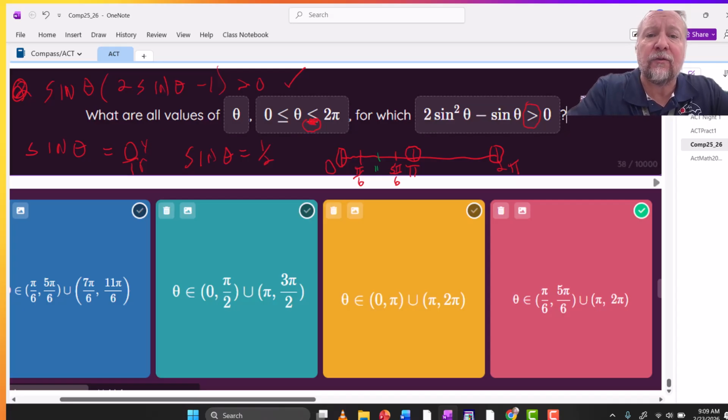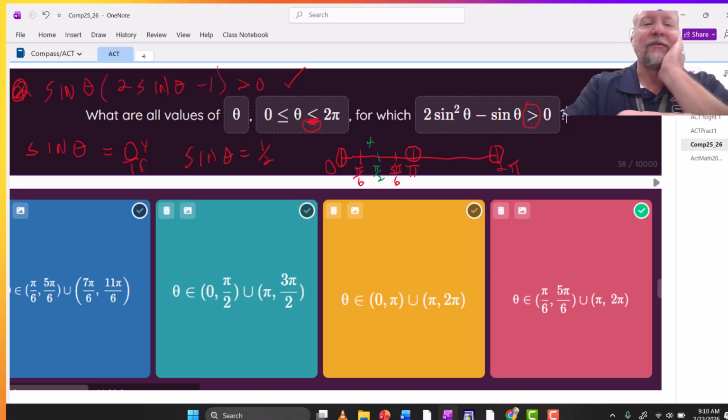And that's pi over 2 is what I'm going to put right here. So when I do sine of pi over 2, this is 1, which is a positive. And then 1 times 2 is 2. Oh, did I make a mistake? No, sine of pi over 2 is 1. 2 times 1 is 2. 2 minus 1 is 1.